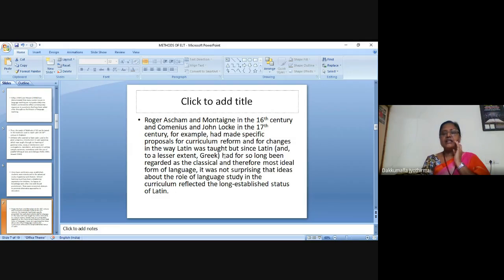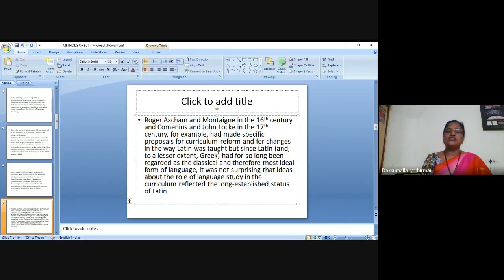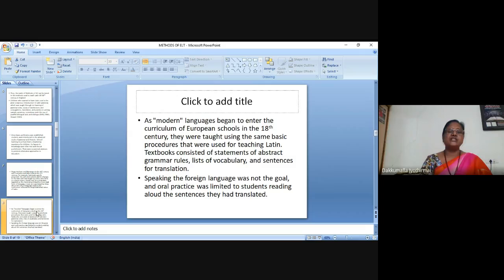But since Latin had for so long been regarded as the classical and therefore most ideal form of language, it was not surprising that ideas about the role of language study in the curriculum reflected the long established status of Latin. So, though changes were proposed, they were not accepted, considering the ideal status of Latin and also the dignity that was attached to learning of Latin. These changes did not enter into the teaching actually.